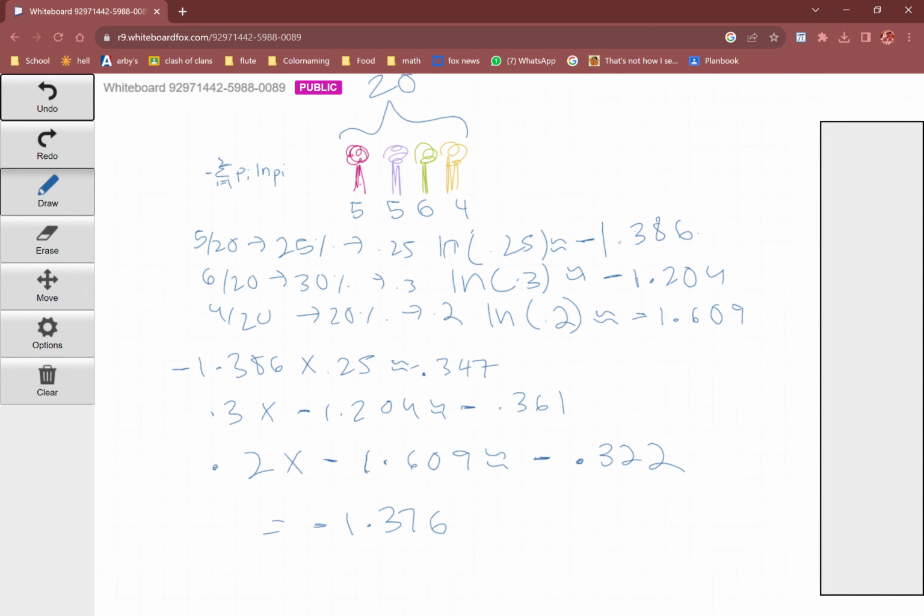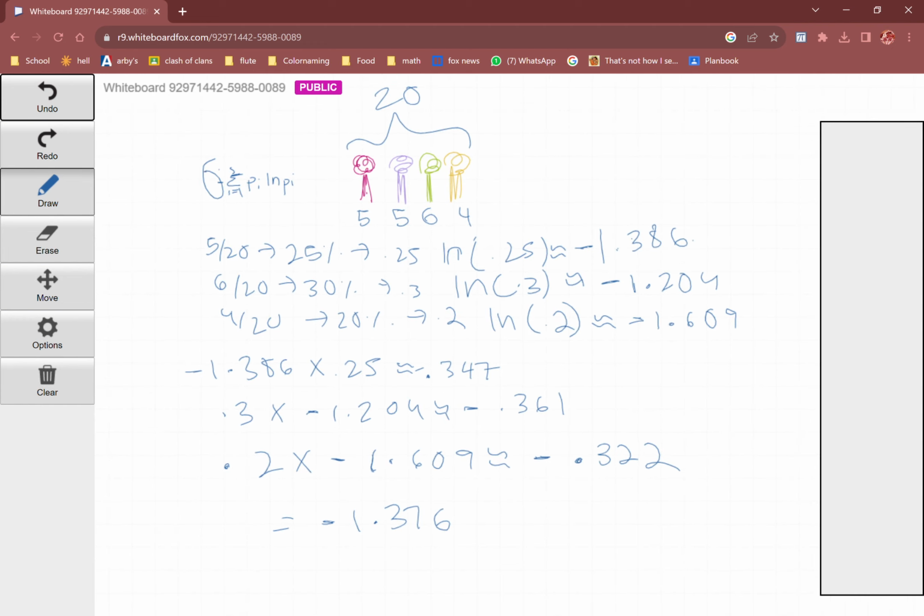So once I add these all up, I get negative 1.376 approximately. Remember, there's this negative. I circled it, I don't know if you can see. There's this negative before my summation notation. So I have to multiply this whole thing by negative 1, and obviously I just get 1.376. So this is my final answer for calculating Simpson's index. Oh no, Shannon's index, not Simpson's index, my bad.